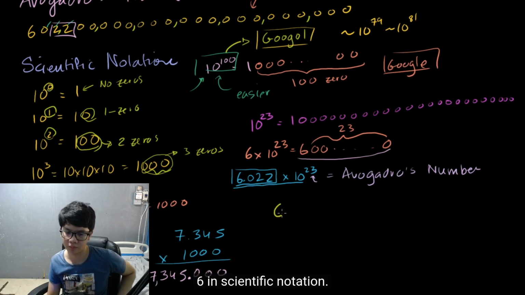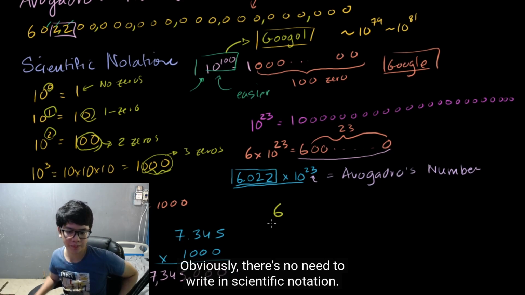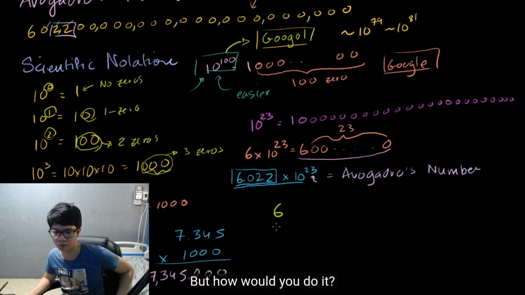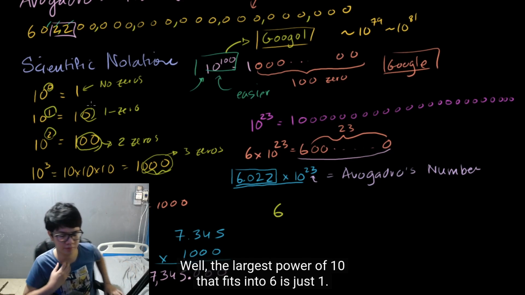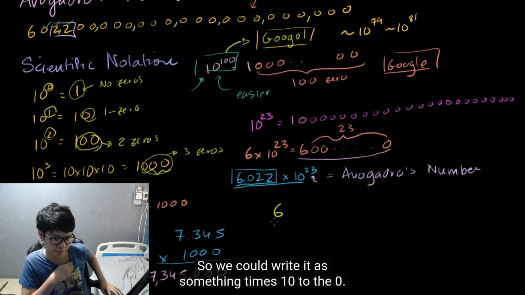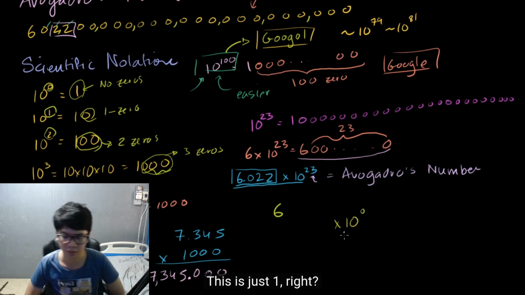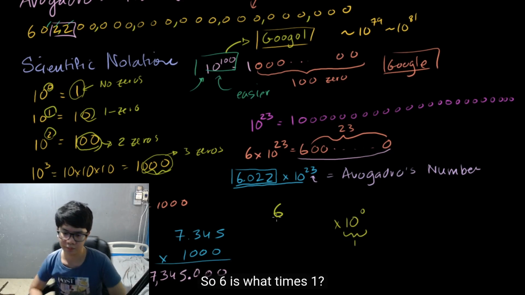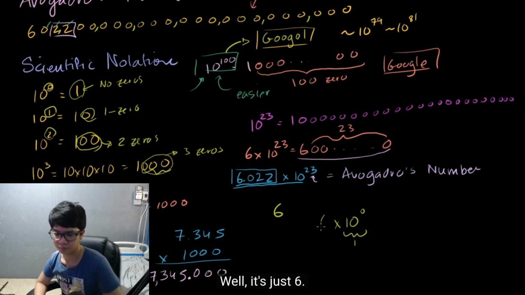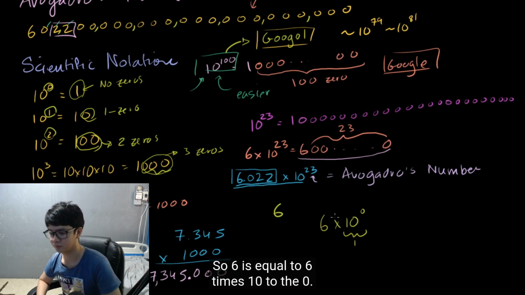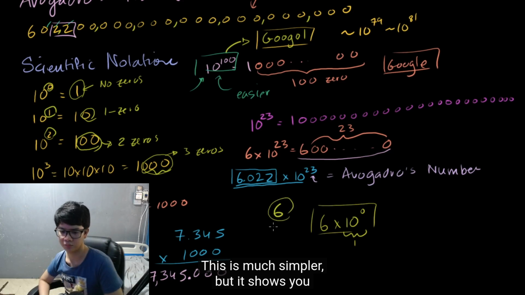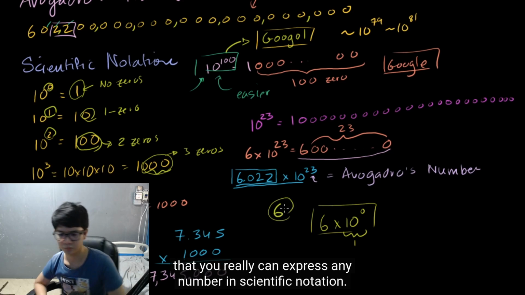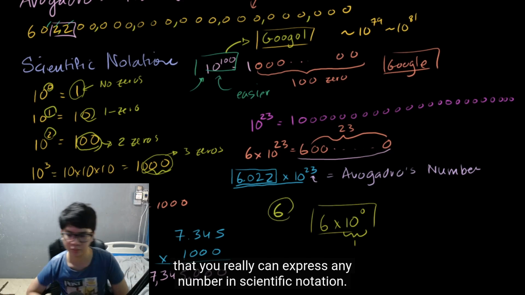Let's do a couple of them. Let's say we wanted to write the number 6 in scientific notation. Obviously, there's no need to write in scientific notation, but how would you do it? Well, what's the largest power of 10 that fits into 6? The largest power of 10 that fits into 6 is just 1. So we could write it as something times 10 to the 0. This is just 1, right? So 6 is what times 1? This is 6. So 6 is equal to 6 times 10 to the 0. You wouldn't actually have to write it this way. This is much simpler, but it shows you that you really can express any number in scientific notation.